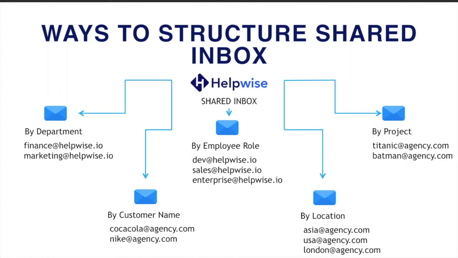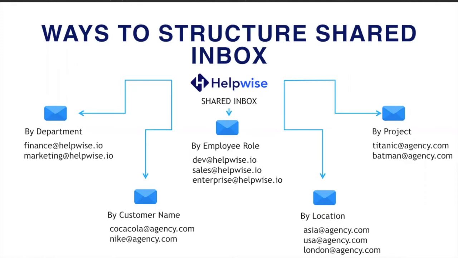Then the next method is by employee role. So if you have larger departments or more internal hierarchy, you can simply divide the shared email address into various categories based on the level or the role. For example, for the general queries, you could have dev@helpwise.io, and for SDRs, you could have sales@helpwise.io, where they could escalate to account executives. And then for the largest deals, you could have enterprise@helpwise.io.